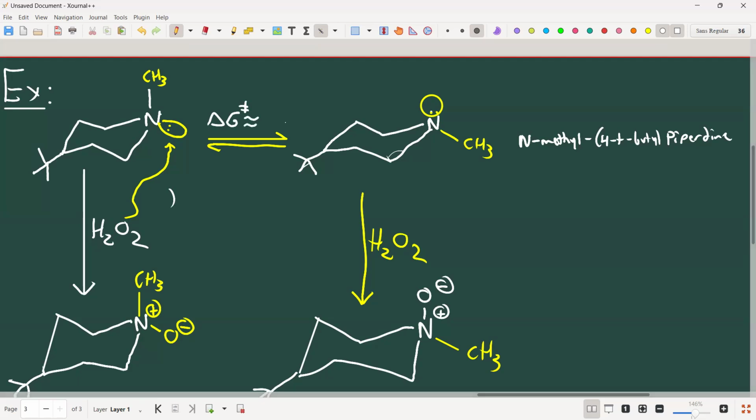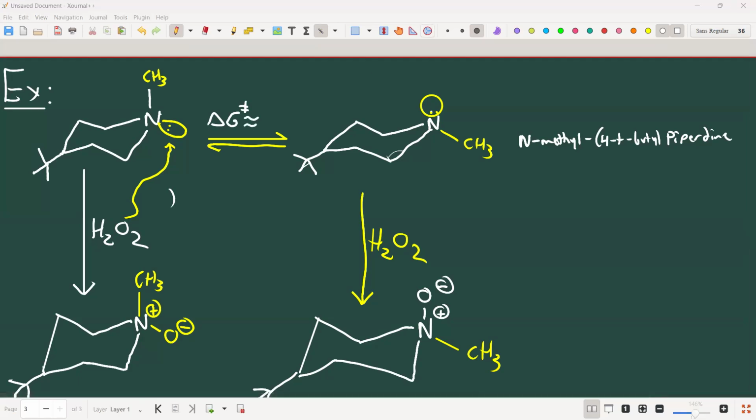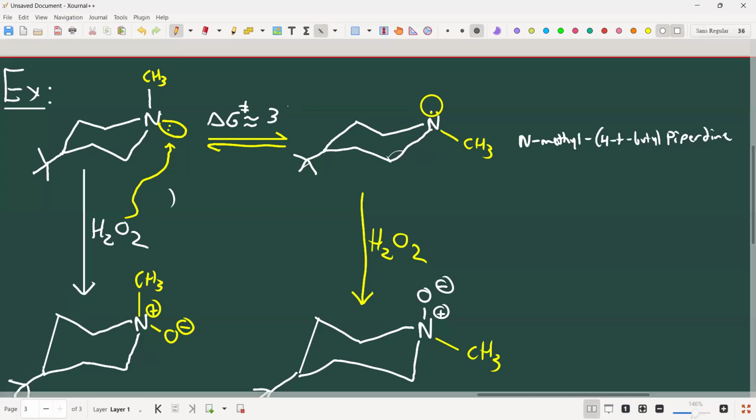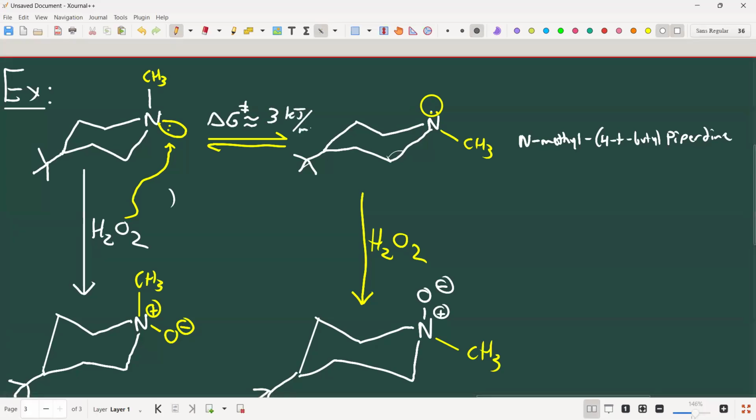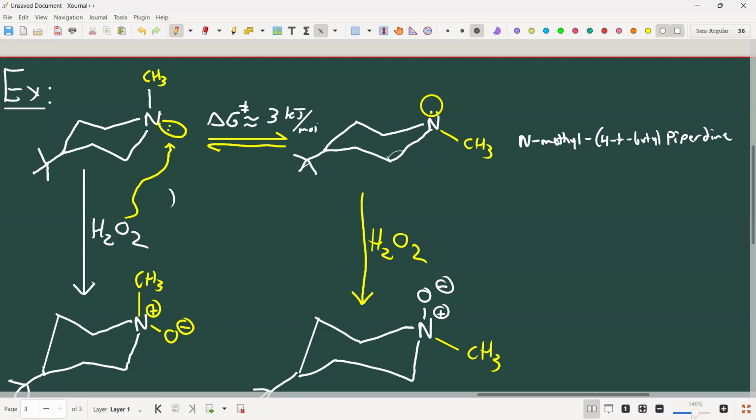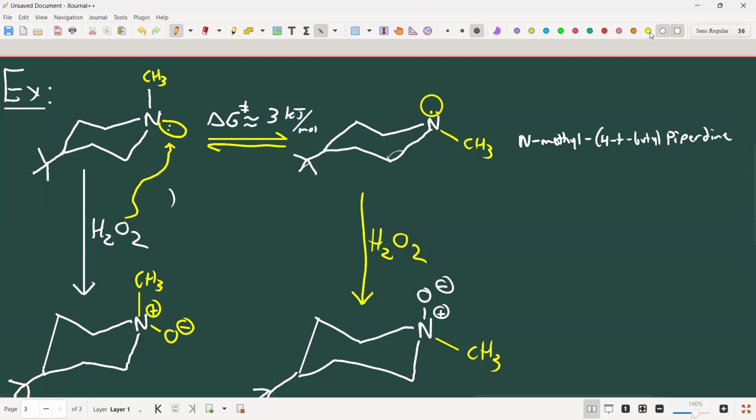is about, I'm trying to remember exactly what it is. It's about, let's see, A1,2 methyl strain, I think, is about 2 kilojoules per mole. Correct. A1,3 diaxial strain is typically, yeah, about, let's say, roughly 3 kilojoules per mole. And the one on the right is more stable.